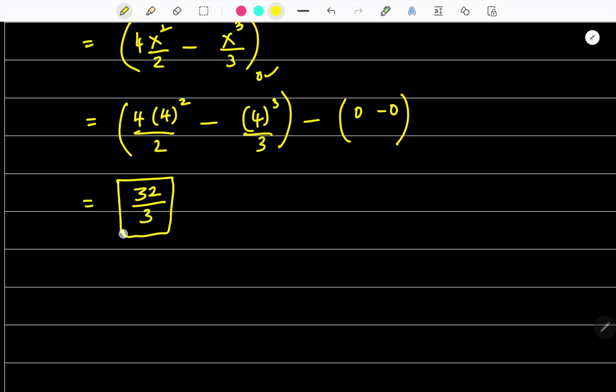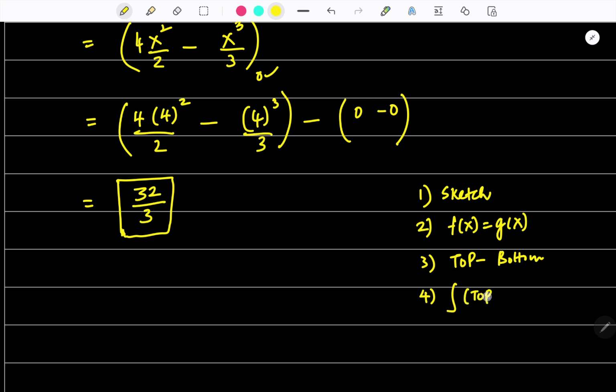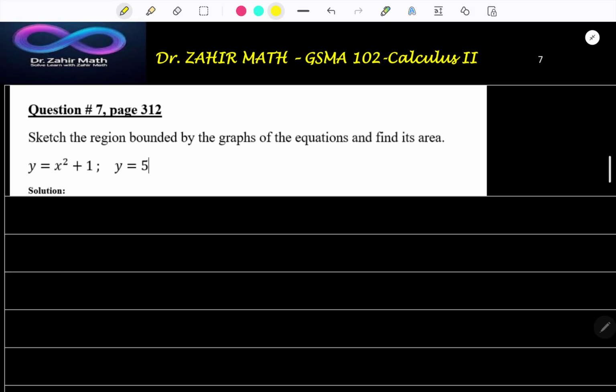Very, very simple. Clear, everybody? Right. So once again, I'll repeat. Keep in your mind: first thing is you sketch the curve. After you sketch the curve, you find the points of intersection, f of x equals g of x. Then you find the top minus bottom. Then the fourth step, you integrate top minus bottom, and you get the answer, and the area should be positive. Look here, this is a positive answer. So area should always be positive. Keep in your mind. Let's go to the next question.